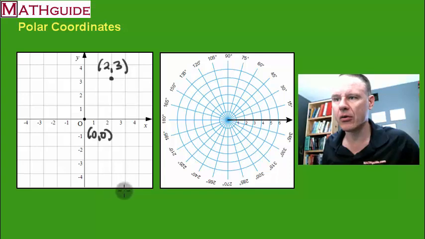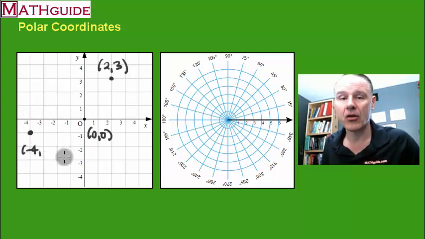If you wanted to go to this point, you first say, where are you along the horizontal? I'm 4 left. Where am I along the vertical? I'm 1 down. There you go. You've got your point.